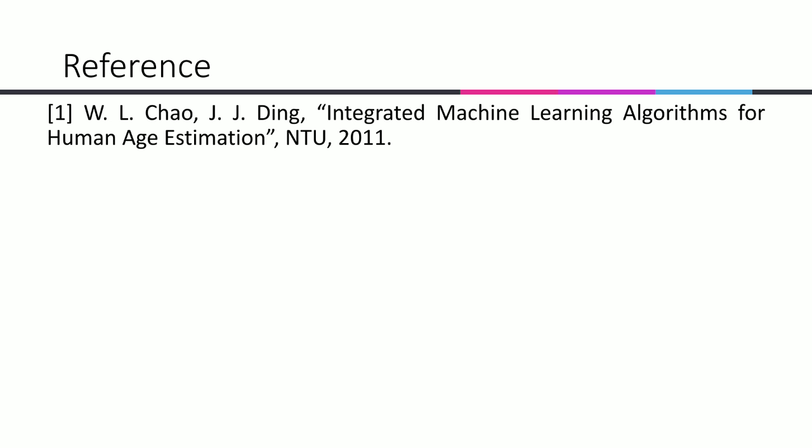So the reference is there: W. L. Chow and J. J. Ding, an integrated machine learning algorithm for human. The slide contents are taken from this reference.